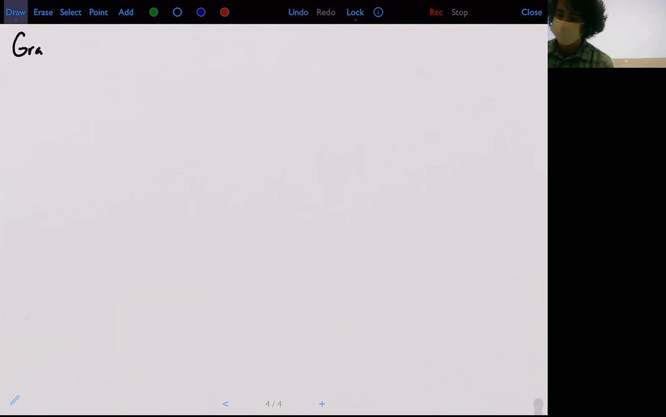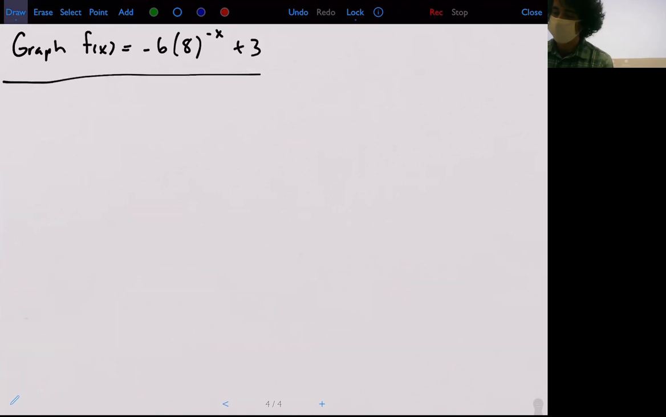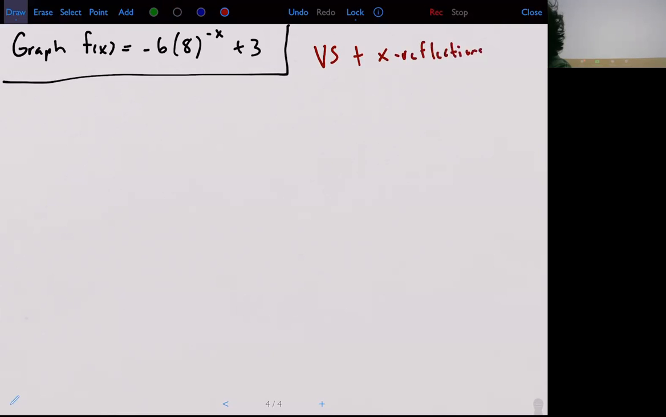So in problem number 1, we want to go ahead and graph the function f of x is equal to negative 6 times 8 raised to the negative x plus 3. And so let me go ahead and remind everyone basically that vertical shifts and x reflections affect each other. And horizontal shifts and y reflections change each other.